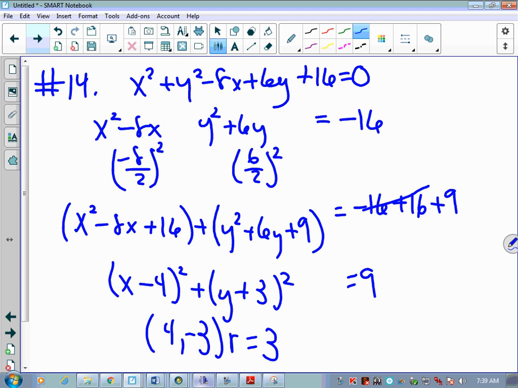So in the end, our center is 4, negative 3, with a radius of root 10. And let's check and see what they're looking for there. Make sure: 4, negative 3, radius. So this is our answer.